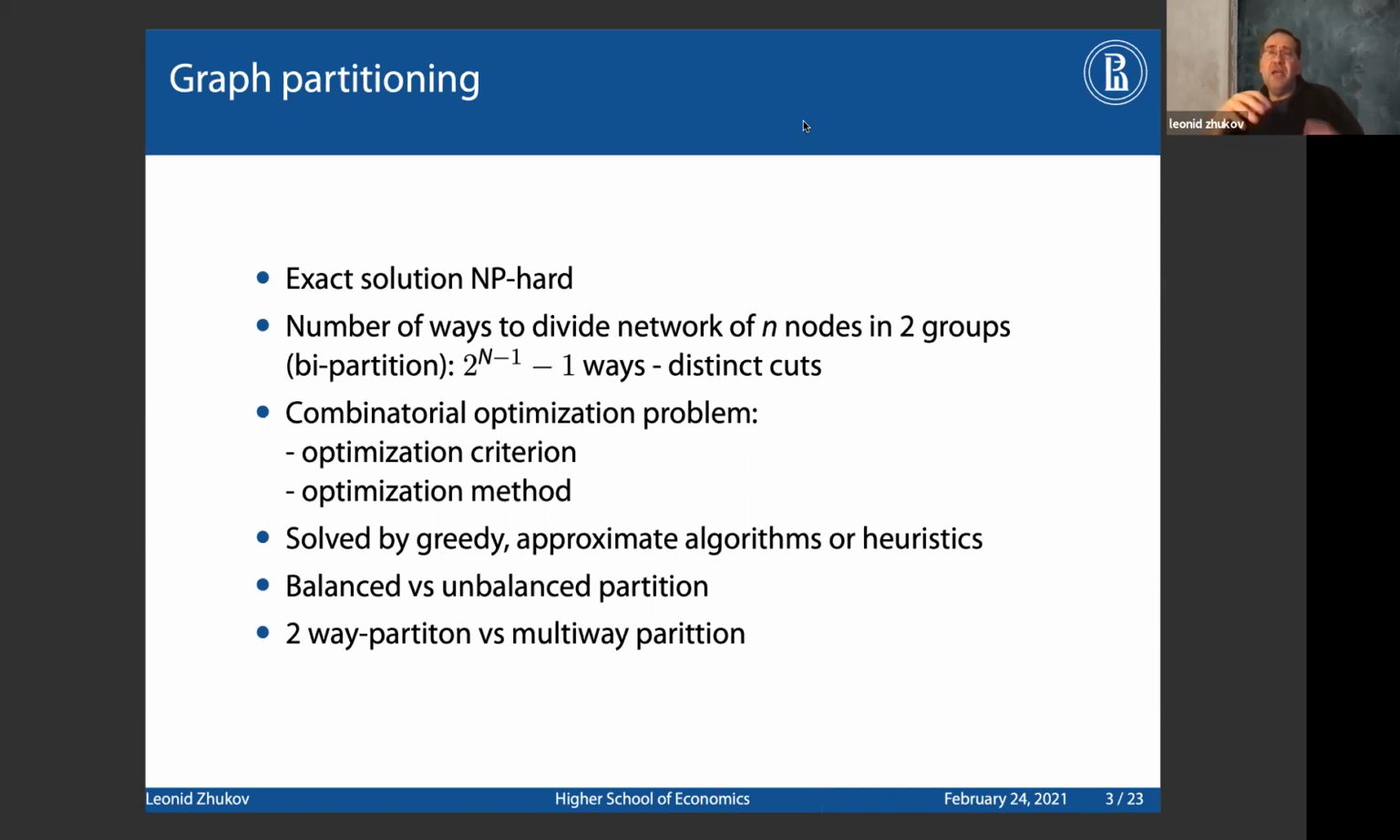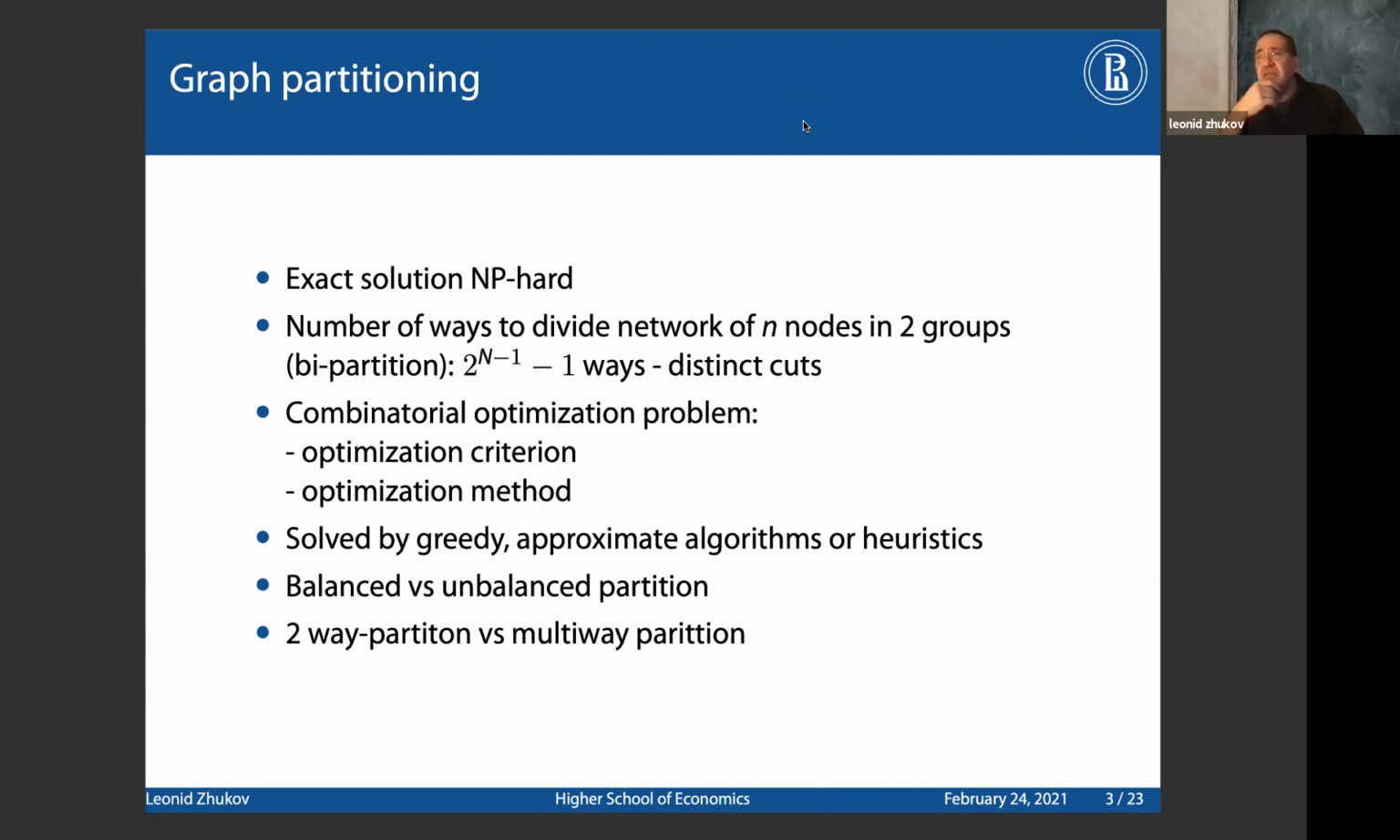For example, you might want to have a balanced partition. So split the graph in a balanced way. Balanced means the sizes of the parts are approximately equal, or not, right? And the other thing is you might think of two-way partition versus multi-way partition. So splitting into two pieces or more pieces. We're going to address this in a minute.